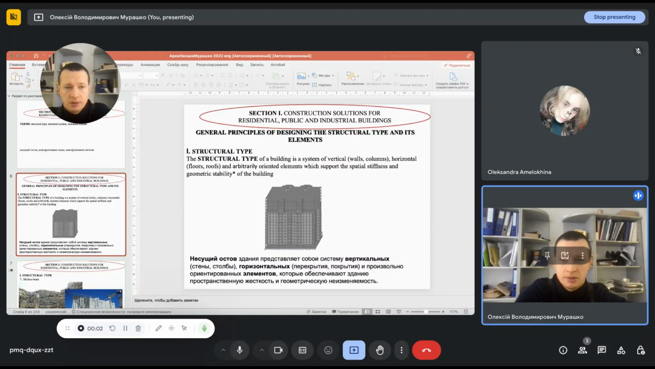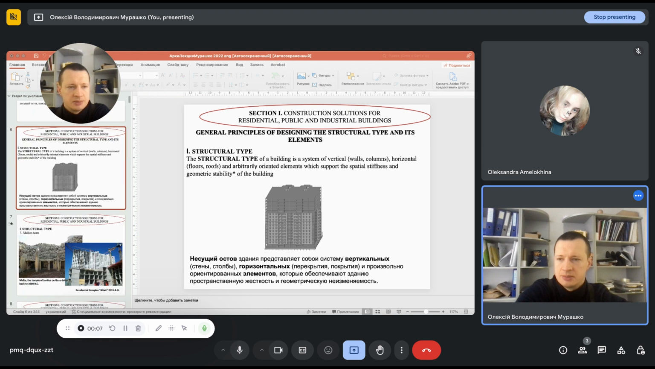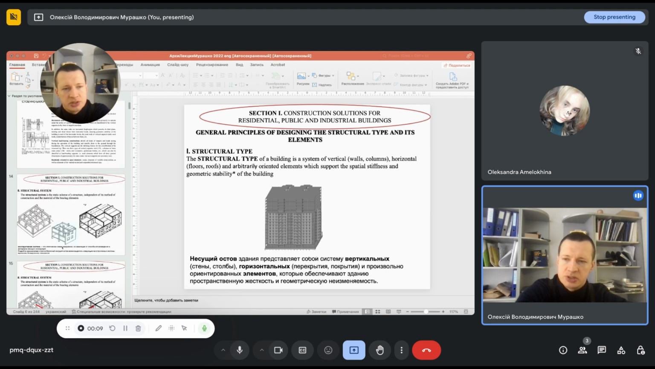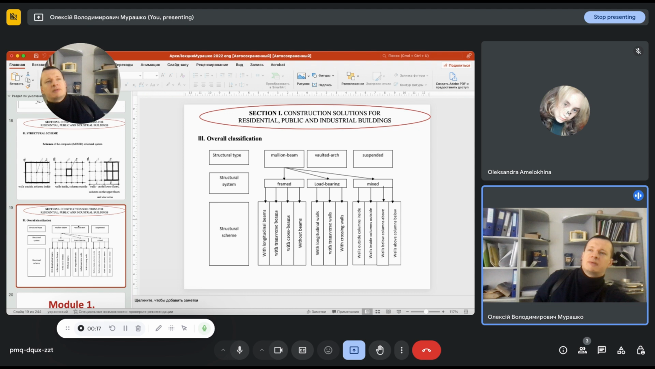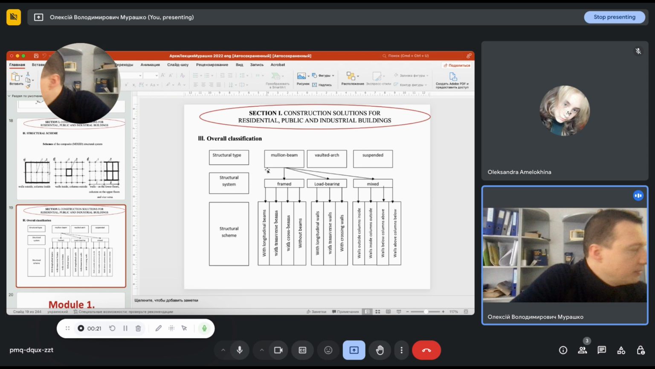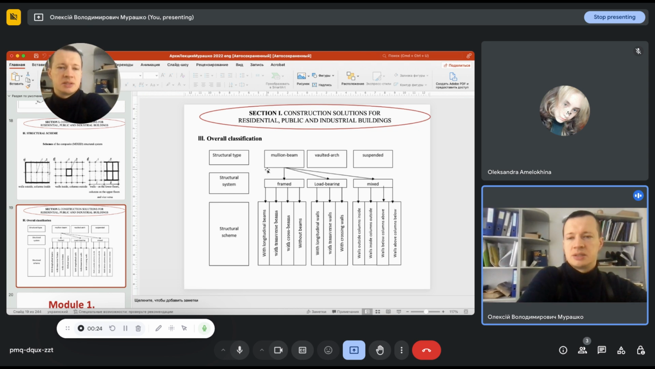So, during previous lectures, we have considered the classification of structural types, structural schemes, and structural systems, and the overall classification of buildings we can consider in this table. The highest level of classification is called structural type, and there are three main structural types: multi-beam, multi-touch, and suspended system. We have also considered structural systems: frame, load bearing, and mixed, and all this classification is included in the multi-beam, which is only one structural type.